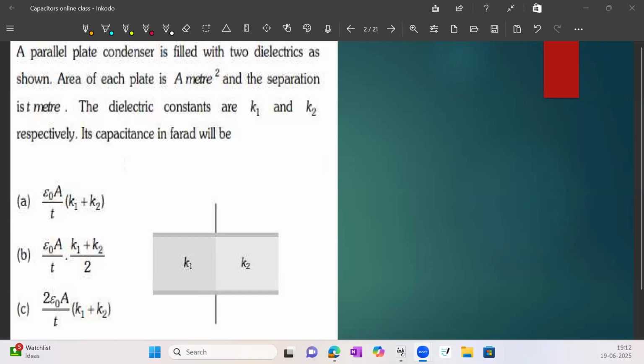Whenever they give these kinds of diagrams, you see here the distance is the same in both cases. But they are placed side by side, which means your area becomes A by 2 and A by 2. You should consider this as two capacitors, and they ask for the equivalent capacitance if this is point A and this is point B. We just connected one battery here.